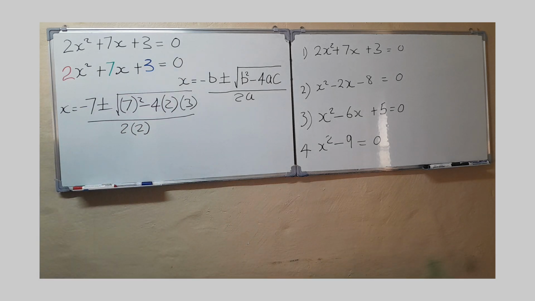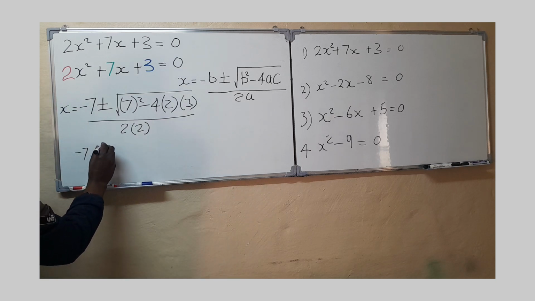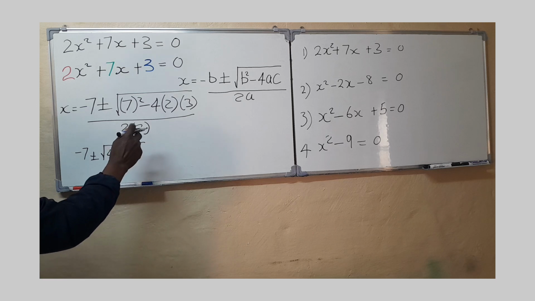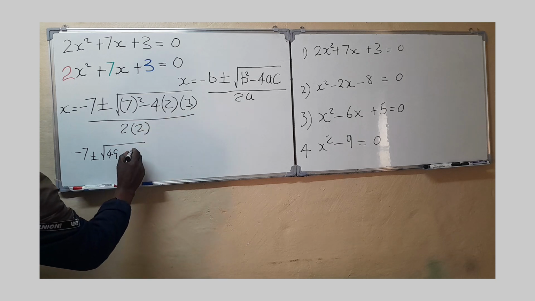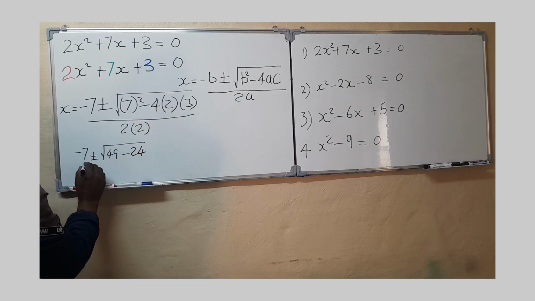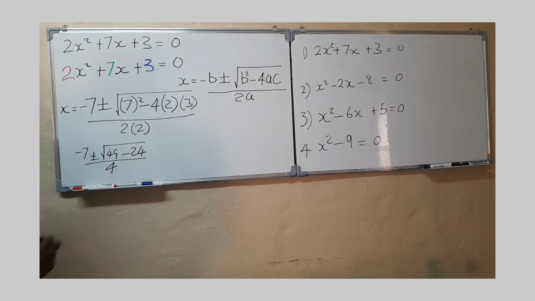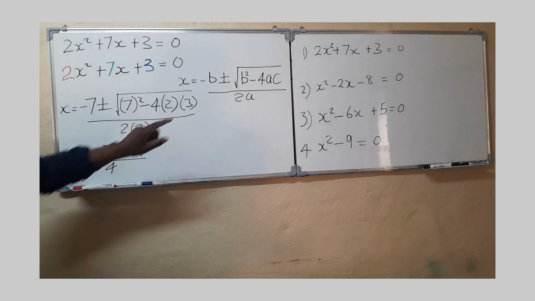Of course, what is left now is just to simplify. So again we go minus 7 plus or minus the square root of 7 squared is 49. Okay, minus 4 times 2 is 8 times 3 is 24. Okay, all this again divided by 2 times 2, which is 4. So let's check our calculation. 7 squared is 49. 4 times 2 is 8. 8 times 3 is 24.